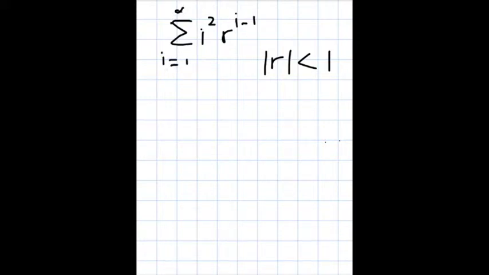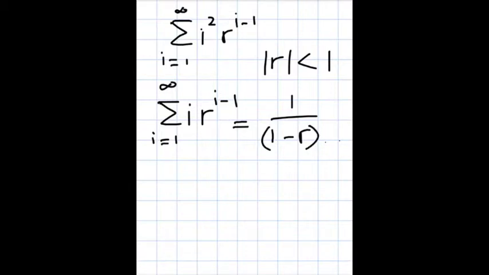Okay, so in this video we will talk about solving a summation in which we have the summation index squared times some parameter r to the power of that summation index, where the absolute value of r is less than 1, and i goes from 1 to infinity. Now in an earlier video we saw that if the summation index is there without the square, this is equal to 1 over (1 minus r) squared.